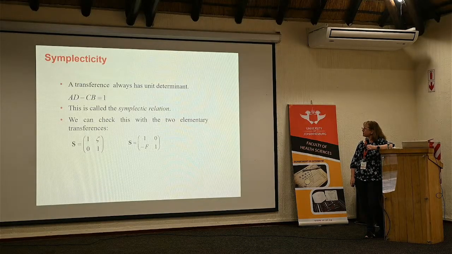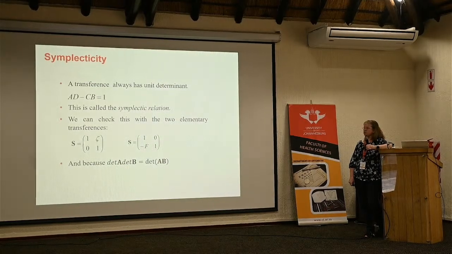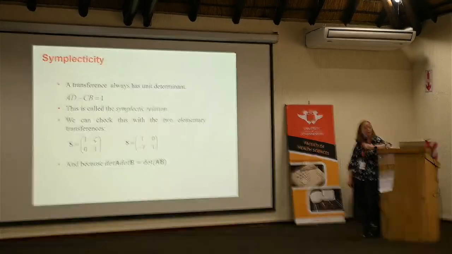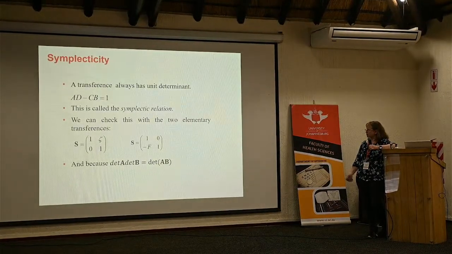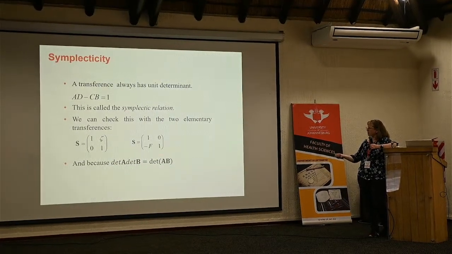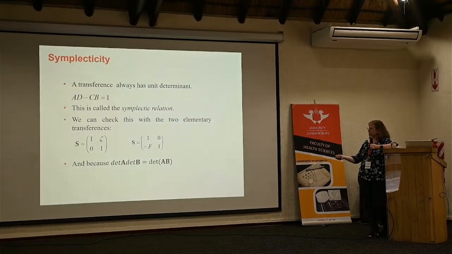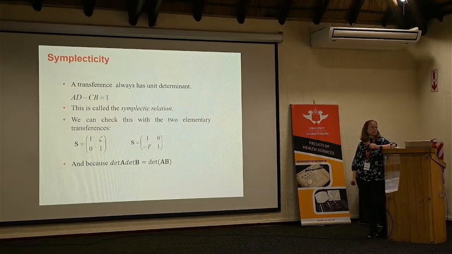Okay, so we can check that. We've got two elementary transferences. Each of them has determinant of 1. And we also have a relationship that determinant A times determinant B is the same as determinant AB. So it doesn't matter how many elementary systems we multiply together, we will always get a unit determinant.